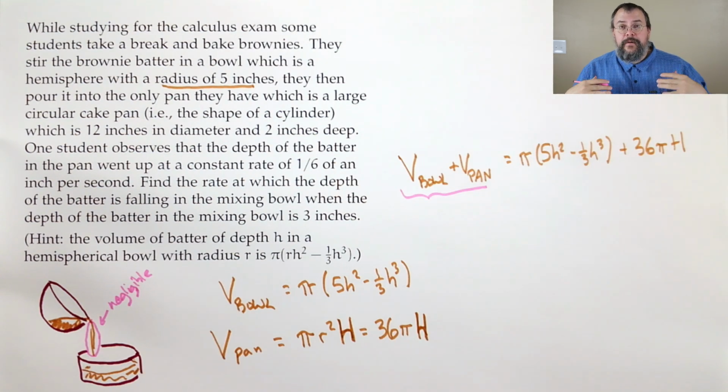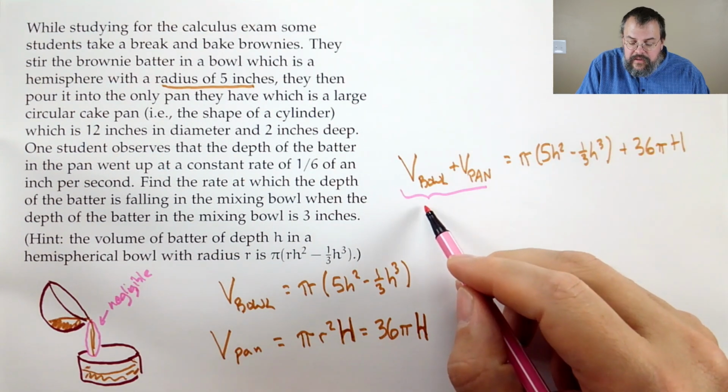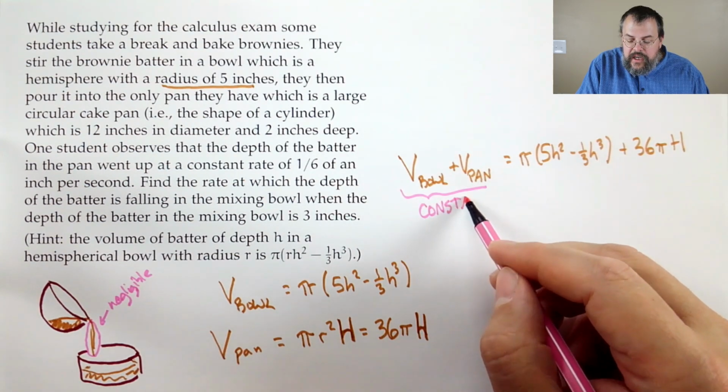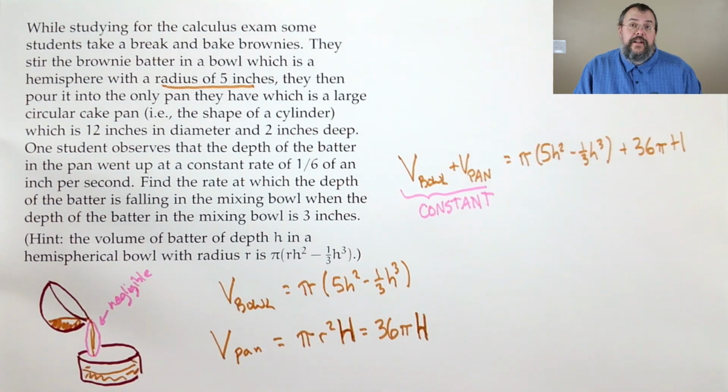So when I talk about the volume of the bowl plus the volume in the pan, that's just how much batter there is. We're not creating batter by pouring from one container to the other. The amount of batter is always the same. So this is not going to change. It's a constant. Another way to think about that is that the amount of batter that leaves the bowl in terms of volume is equal to the amount of batter that comes into the pan in terms of volume. So that's another way to say that this is constant, that the inflow is equal to the outflow.